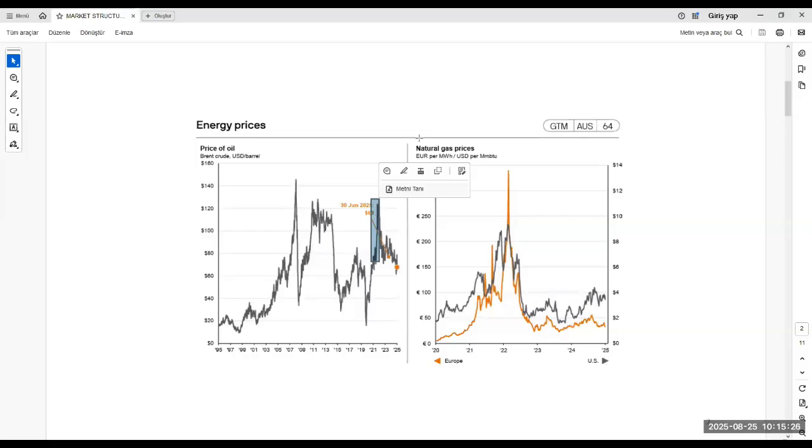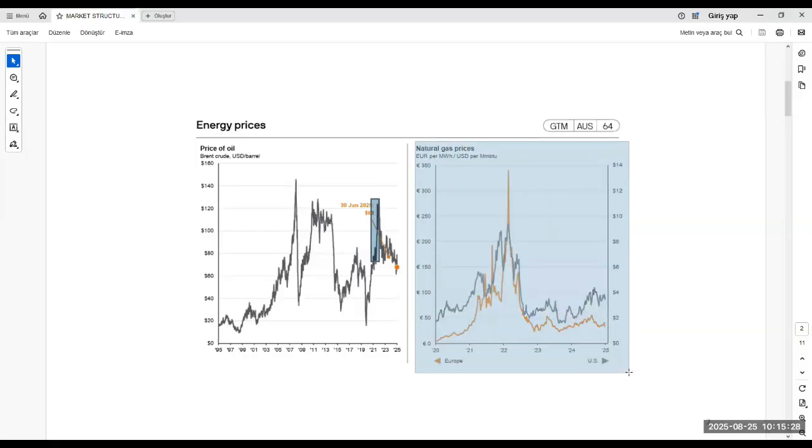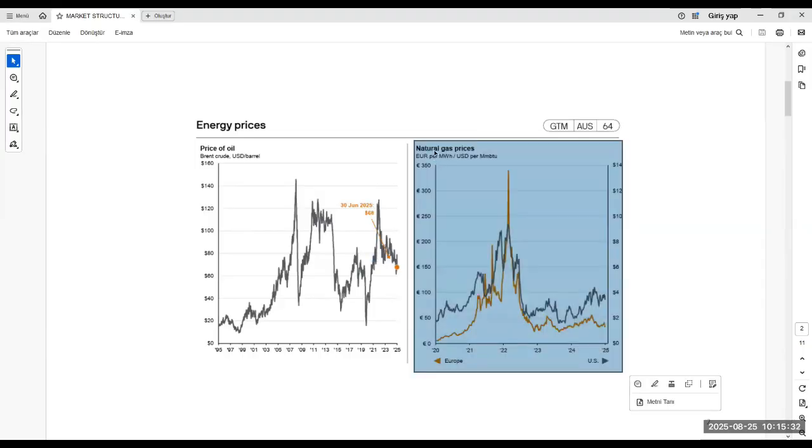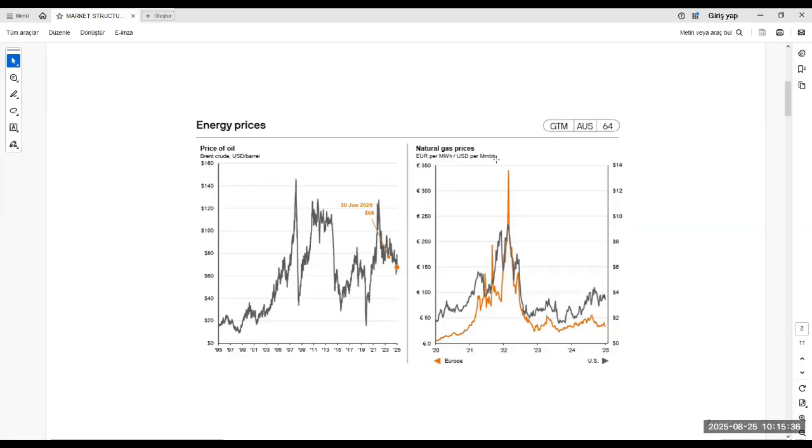Here, as you see, the energy prices are going up, but the stock price is going down. And on the right-hand side, another well-known energy market commodity, natural gas. Here, this is the euro per megawatt or United States dollar. On the left-hand side with orange color, you will see the euro prices, and on the right-hand side with the black chart, you will see the United States dollar prices.